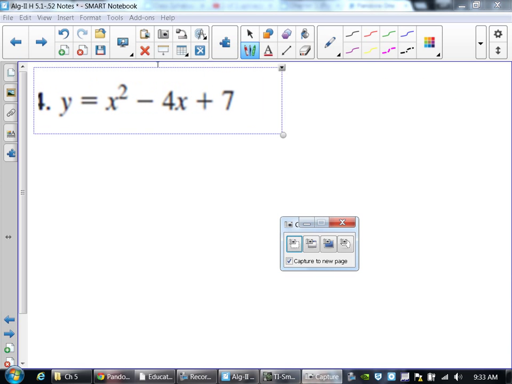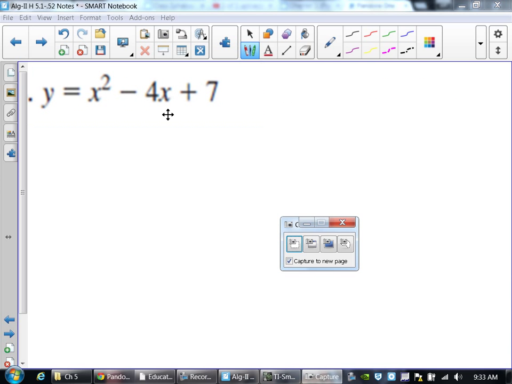I want to look at this. I'm going to walk you through how I would graph this. Real simple, real easy. So we have y equals x squared minus 4x plus 7. The way I go about graphing these out by hand is that I would first find my axis of symmetry, my AOS.